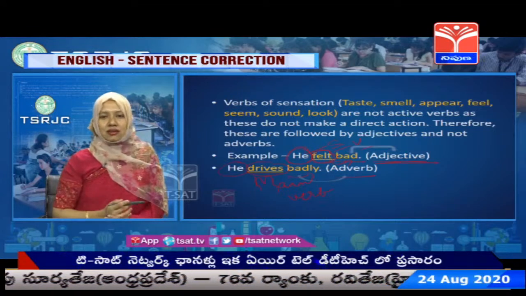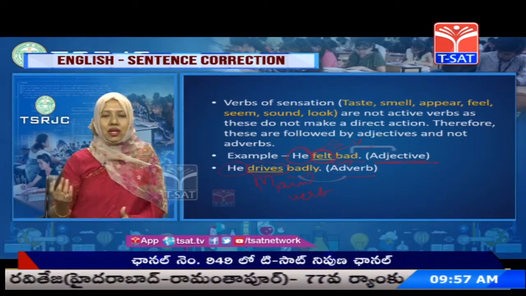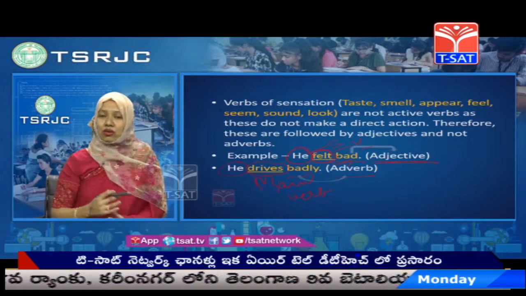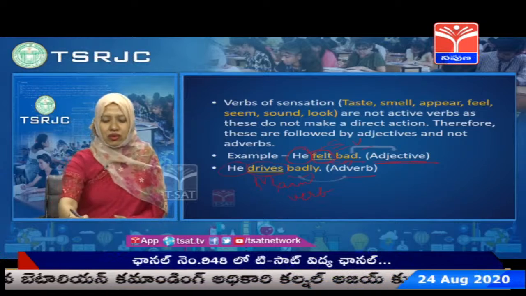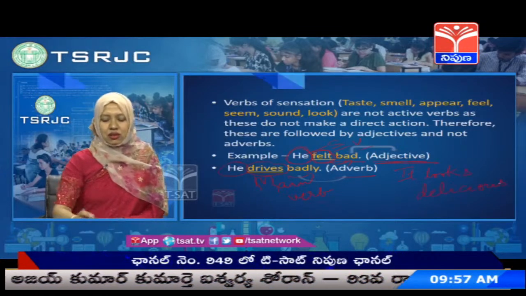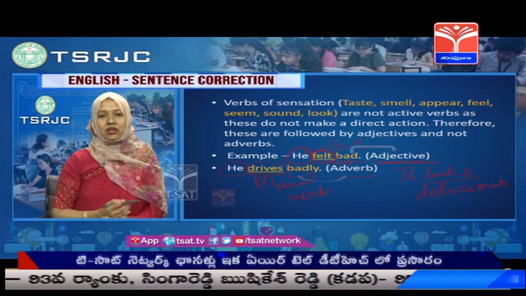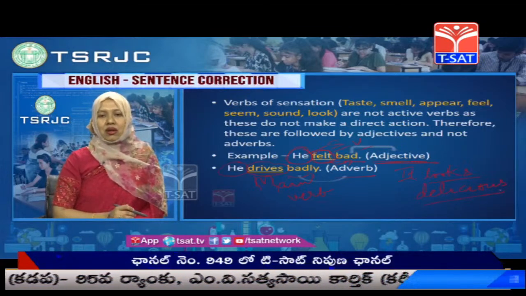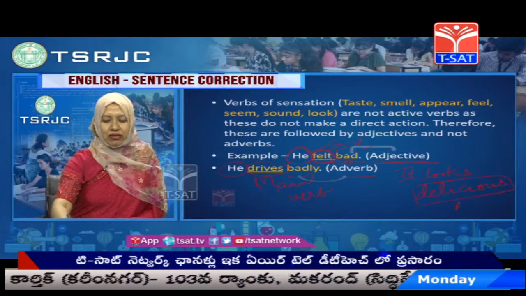It tastes yummy. So you are using an adjective to describe the taste. It tastes yummy. It looks delicious. In the example, it looks delicious, again looks is a sensational verb. It is not an active verb. So you are using it to describe. After the sensational verb, you are using an adjective or describing word.